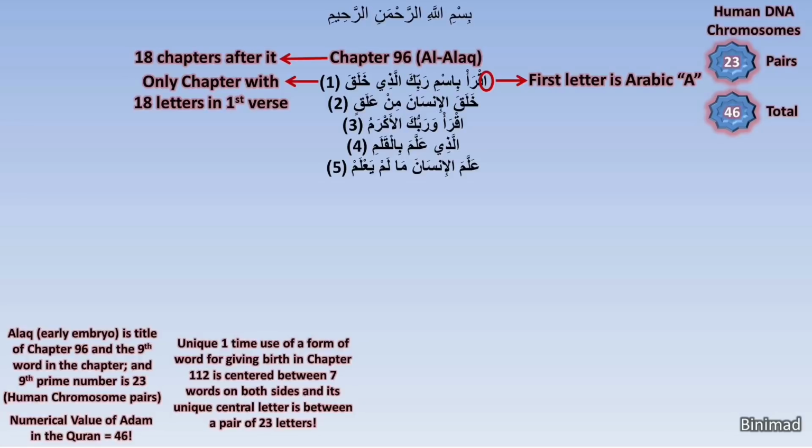The letter Alif or A is repeated in this chapter 61 times, and this is the only chapter which has the letter A 61 times.